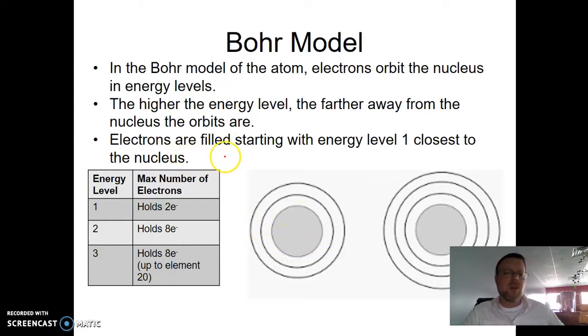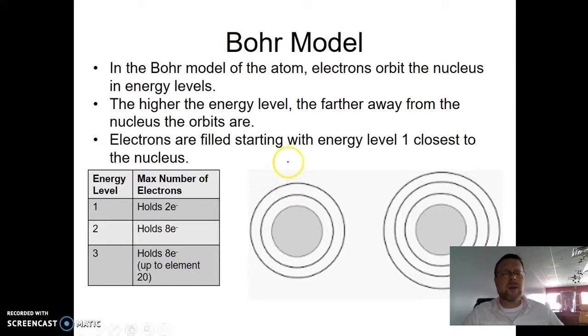If you want to start building models, it's important to know that electrons are going to be put into the energy level that's closest to the nucleus first. And each energy level holds a different number of electrons. The first energy level holds up to 2 electrons. That's this first ring in this Bohr model. The second energy level holds up to 8, and the third energy level holds up to 8. Technically, it holds more than that once you get beyond about element number 20, but we'll get into that later.